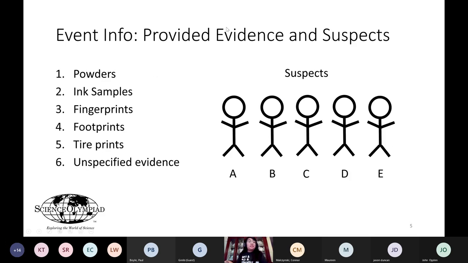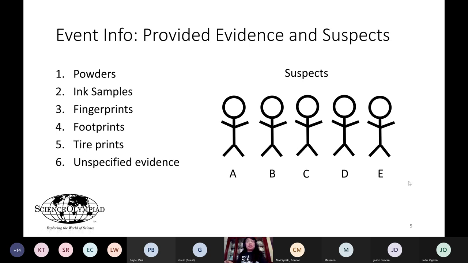So we have six types of provided evidence, as well as five suspects. And the six types of evidence are powders left at the scene, as well as ink samples, fingerprints, footprints, tire prints, and unspecified evidence. I'll go into greater detail with these six types of evidence throughout this presentation.